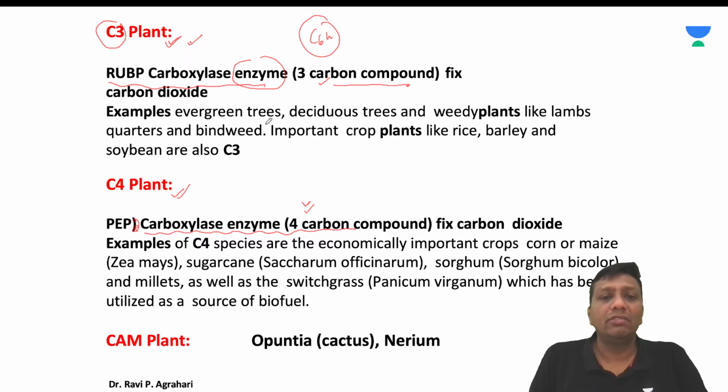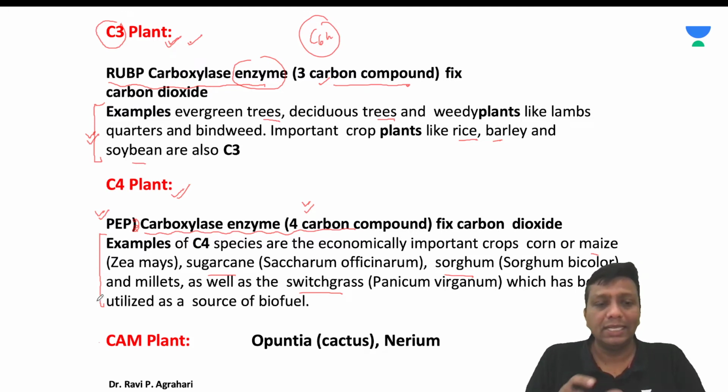C3 plants include evergreens, trees, deciduous trees, and a lot of crop plants like rice, barley, soybean. They have RuBP carboxylase for photosynthesis and food synthesis. In the case of C4 plants, guys, they include sugarcane, maize, sorghum, switchgrass. They have the PEP carboxylase enzyme, a 4 carbon compound, for food synthesis. And CAM plant is somehow a C4 plant, but the conditions in day and night are totally opposite in the case of CAM plants. The examples are Opuntia and Nerium.